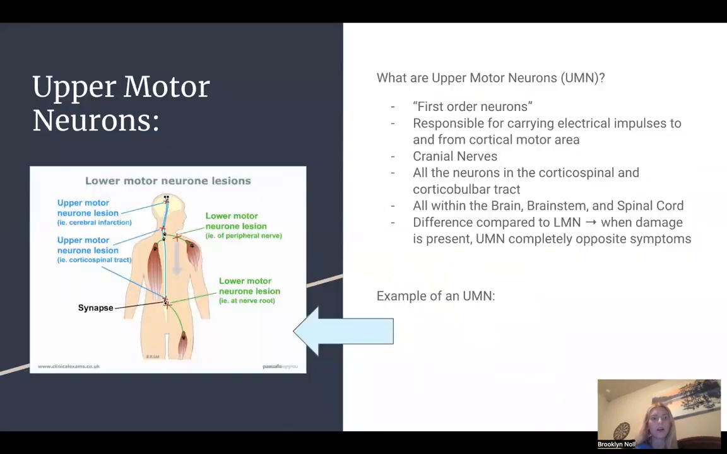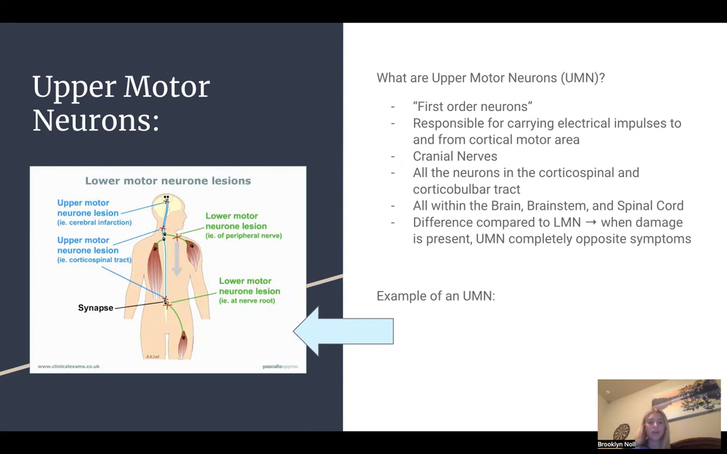Okay, first off, upper motor neurons. What are these? They're the first order neurons. They're responsible for carrying electrical impulses to and from the cortical motor area. These include the cranial nerves, and they are in the corticospinal and corticobulbar tracts, and they are within the brain, the brainstem, and the spinal cord.